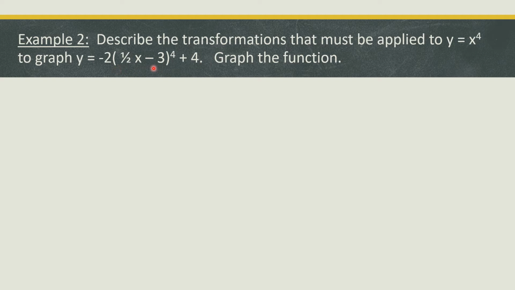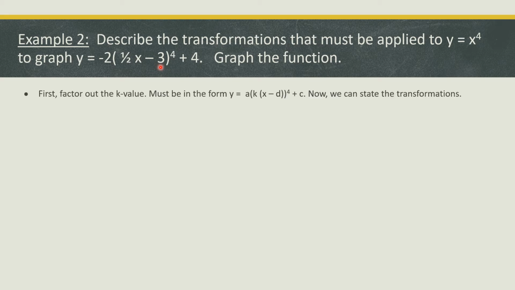First thing I notice about this bracket right here is it's not set up properly. Do you know what I mean? We have to factor the k value. It's got to be in this form. See how the k is isolated, it's factored, it's divided away from this, x is isolated. So we have to do that, and then we can state the transformations. I've done that here, and you can check it by distributing.